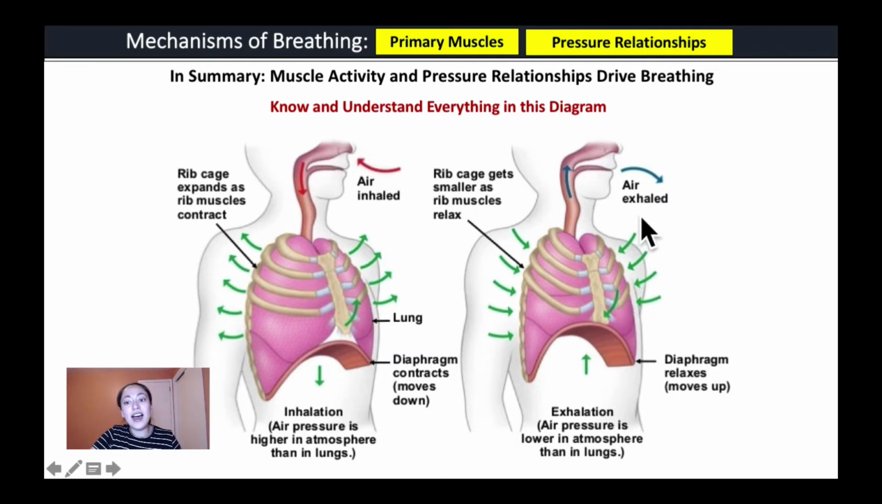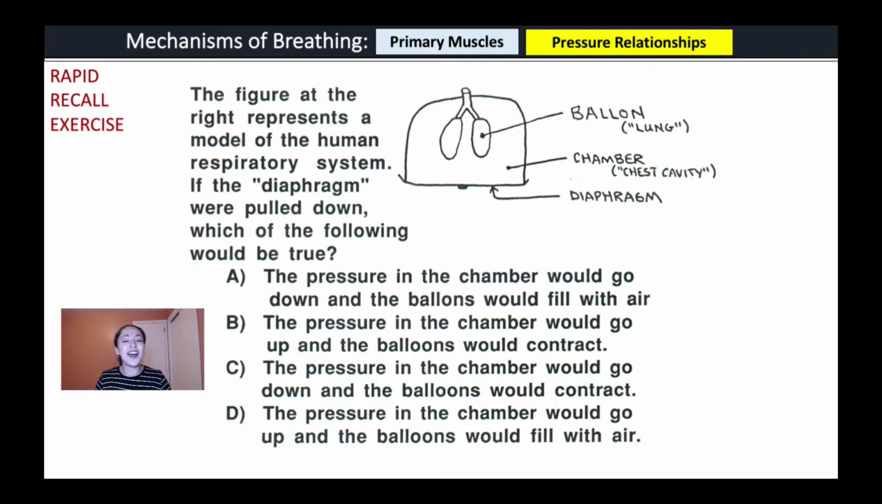Why do we breathe out? Why do we exhale? Well, our diaphragm relaxes, it moves up. Our rib muscles also relax. This decreases the volume in our lungs. When the volume in our lungs decreases, the pressure increases. So now the air pressure in the atmosphere is lower than the air pressure in our lungs, so the air goes out. Now let's do some recall exercises to see if you understand the concepts we just covered.